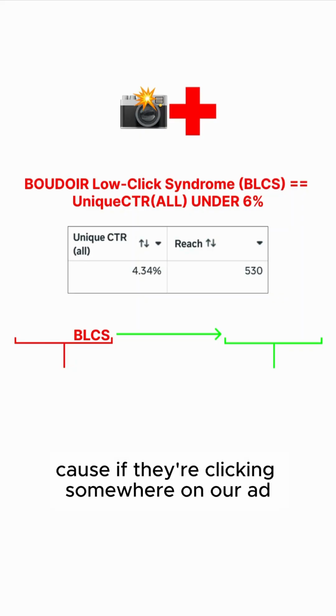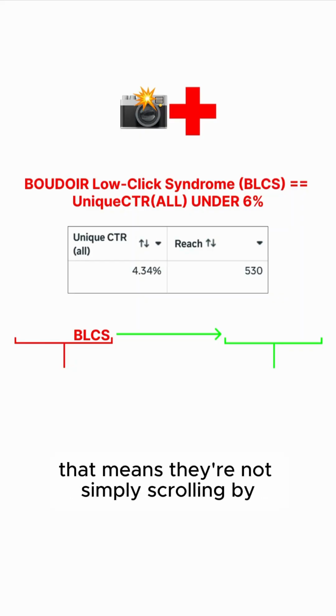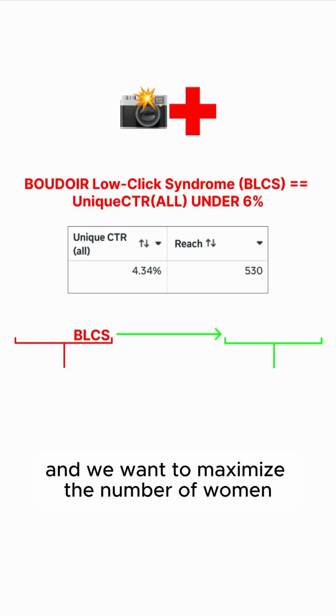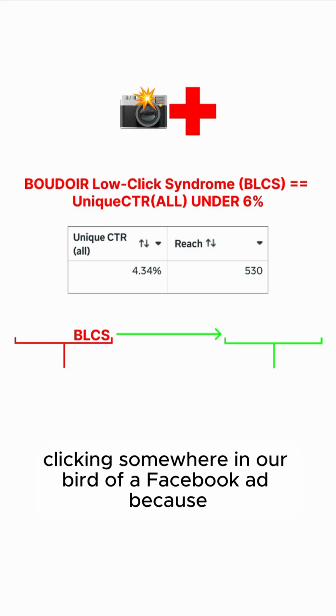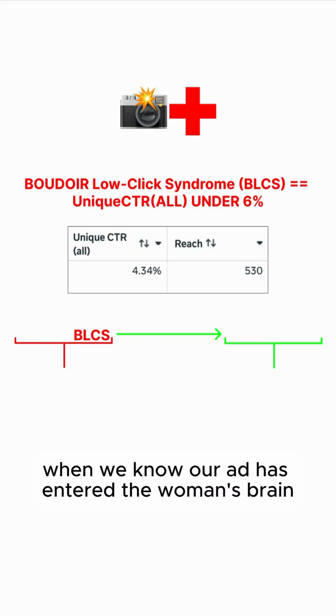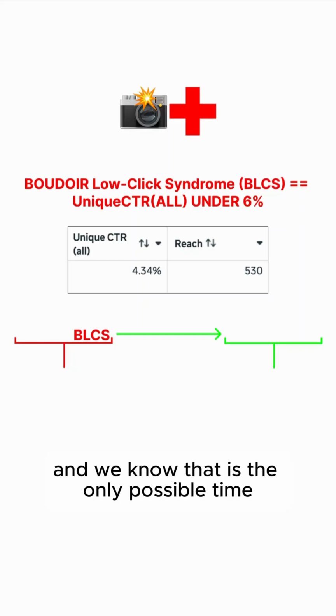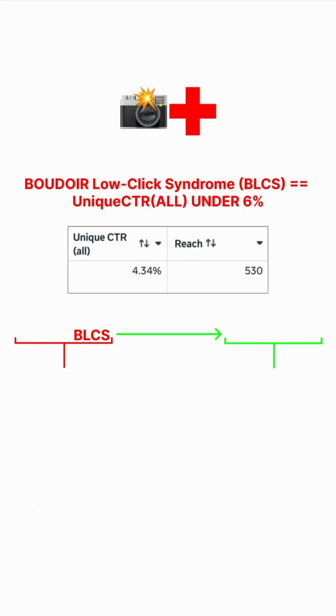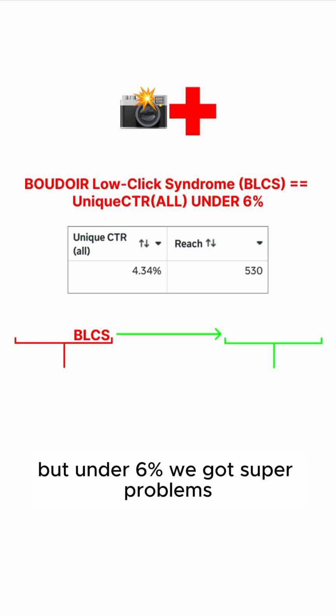And we care about this because if they're clicking somewhere on our ad, that means they're not simply scrolling by. This is all basically the non-scroller buyers. And we want to maximize the number of women clicking somewhere on our Boudoir Facebook ad because that is when we know our ad has entered the woman's brain, and we know that is the only possible time she will buy, or there's a non-zero chance that she will buy. So we got to get this number as high as possible, but under 6%, we got super problems.